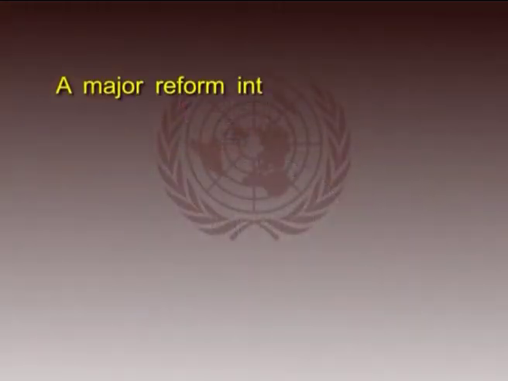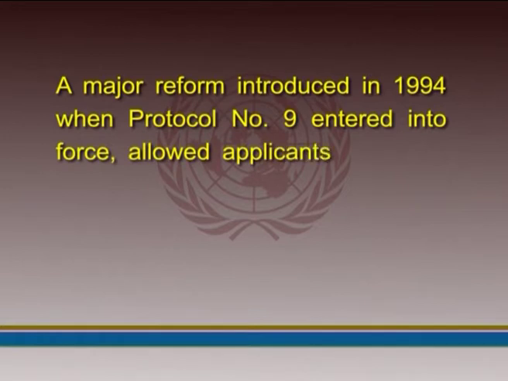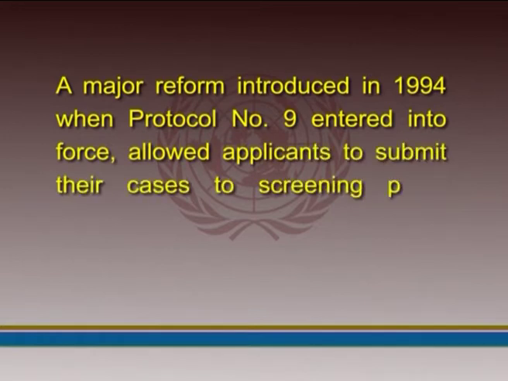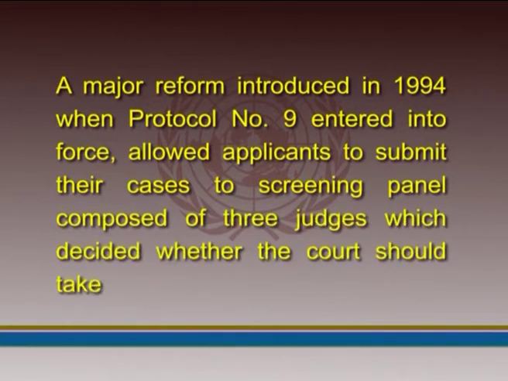For instance, whether the states concerned have opted to accept the compulsory jurisdiction of the court. Either the Commission or that state could refer the case to the court for a final binding adjudication, including, where appropriate, an award of compensation. The court was thus dependent on the Commission or the state concerned in order to be able to consider a case. A major reform introduced in 1994, when Protocol number 9 entered into force, allowed applicants to submit their case to a screening panel composed of 3 judges, which decided whether the court should take up the case.